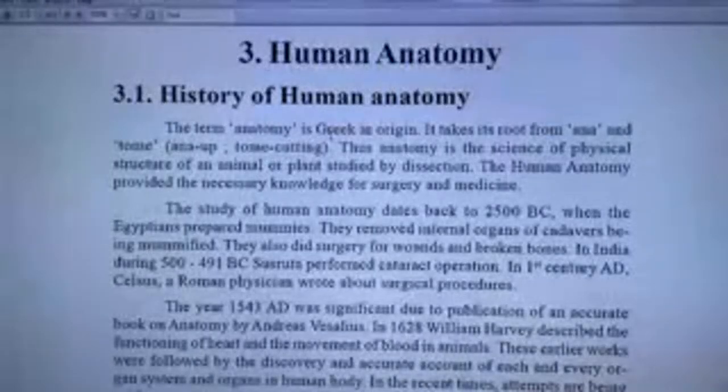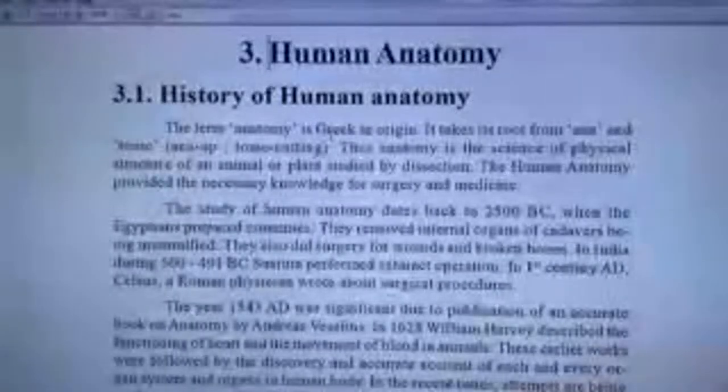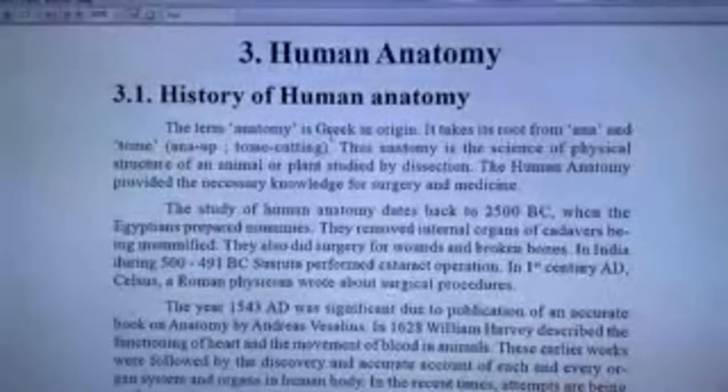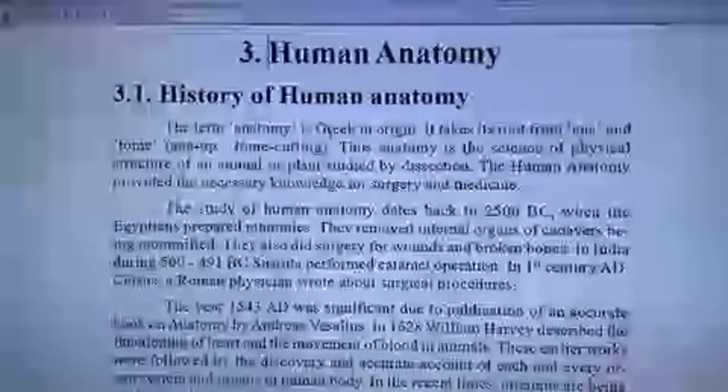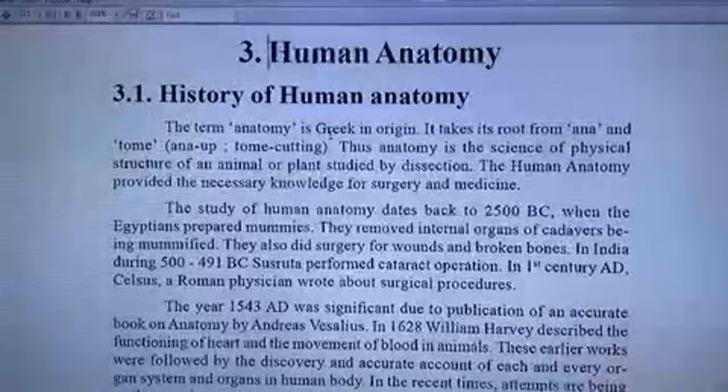The study of human anatomy dates back to 2500 BC when the Egyptians prepared mummies. They removed internal organs of cadavers. Besides mummification, they also did surgery for wounds and broken bones. In India during 500 BC, Susruta performed cataract operations. In the 1st century AD, Celsus, a Roman physician, wrote about surgical procedures.